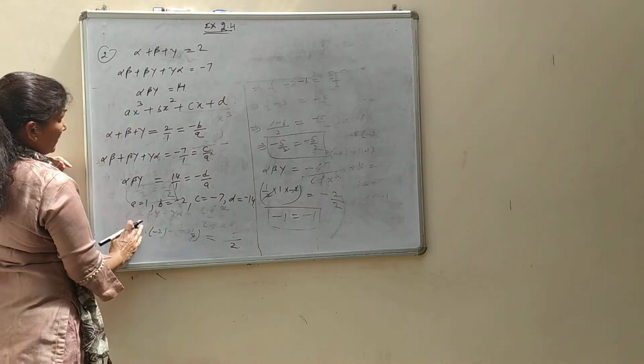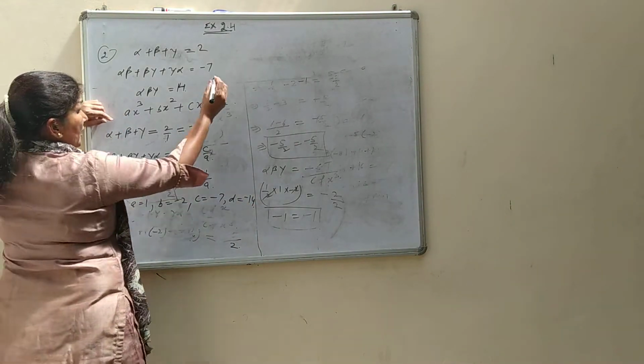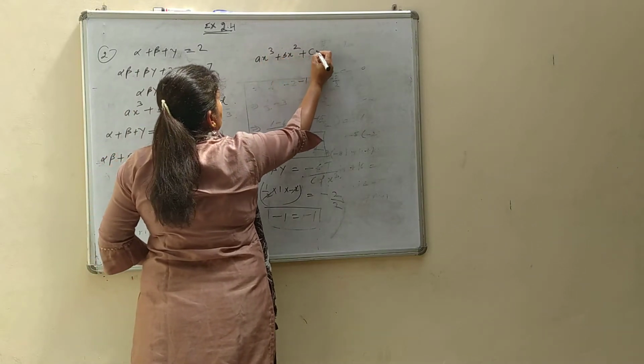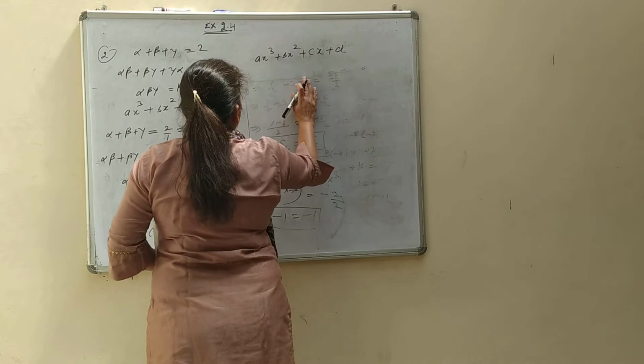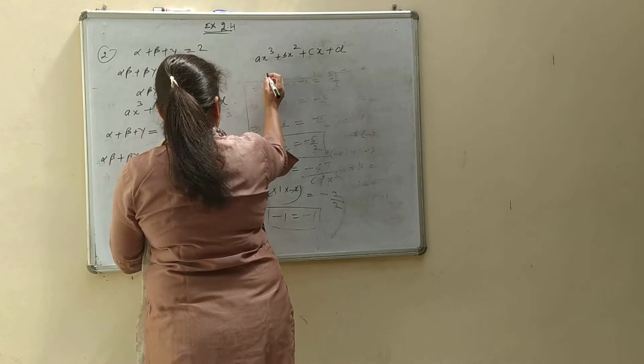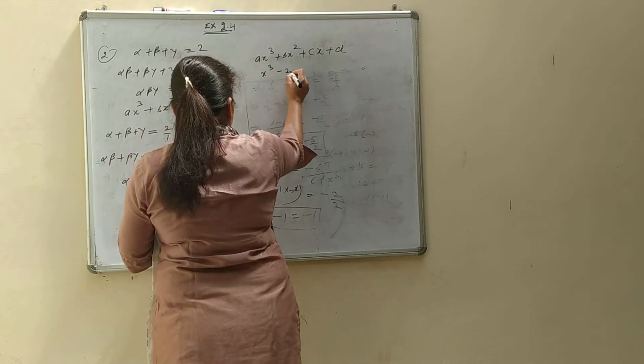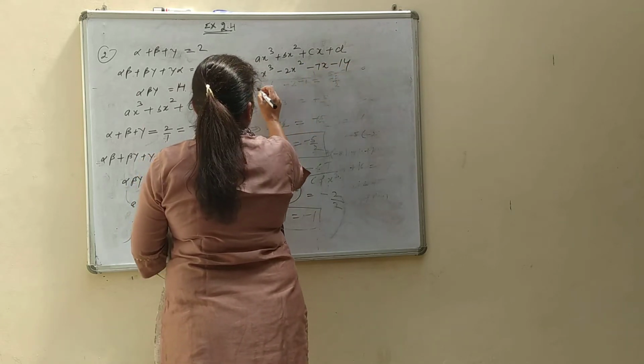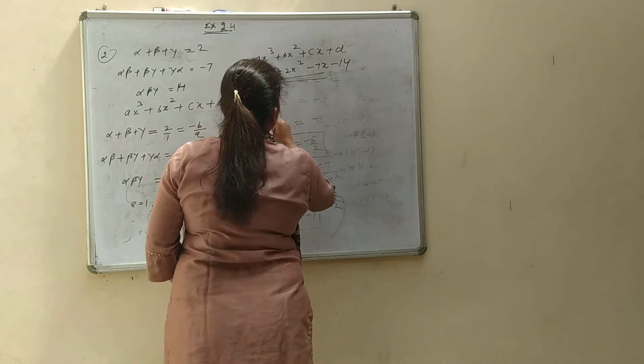By putting these values in ax cube plus bx square plus cx plus d, by putting the values of a, b, c and d, we get x cube minus 2x square minus 7x minus 14. This is the cubic polynomial which we have to find.